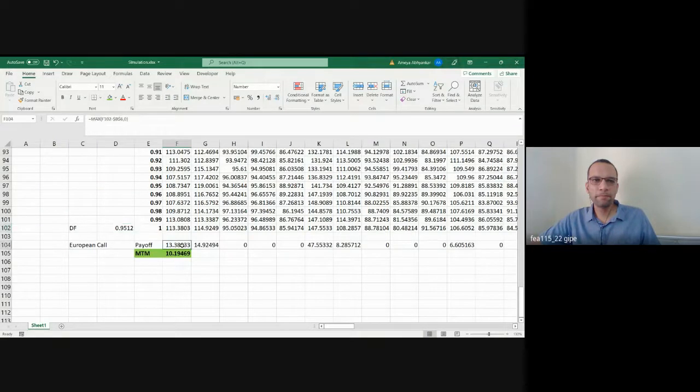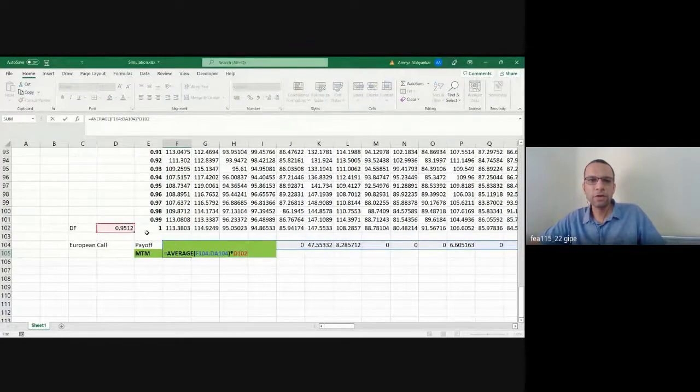And payoff is max of ST. So if you see, I have taken these terminal stock prices minus K. K is something which I have defined at the top, strike price, or 0. So max of ST minus K or 0. And MTM is nothing but simply averaging the payoffs into the discount factor. Discount factor because I want to present value things.